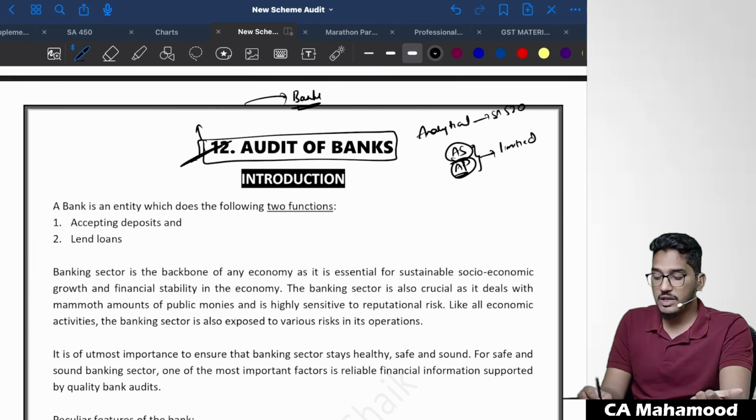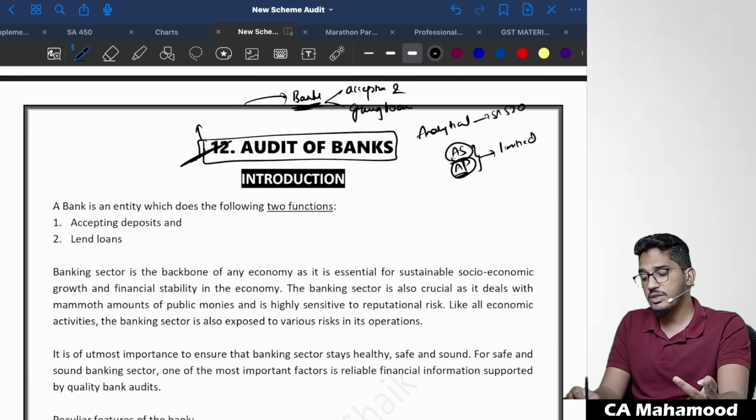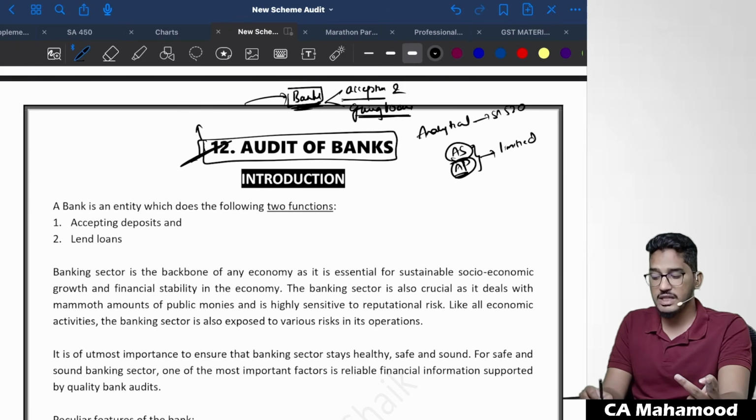So what kind of activities will banks do when we call an entity a bank? We call an entity a banking company or bank if it fulfills two conditions. Number one, it is in the business of accepting deposits and also giving loans. So when an organization is doing both activities, accepting deposits and giving loans, then that entity we are going to call a bank.